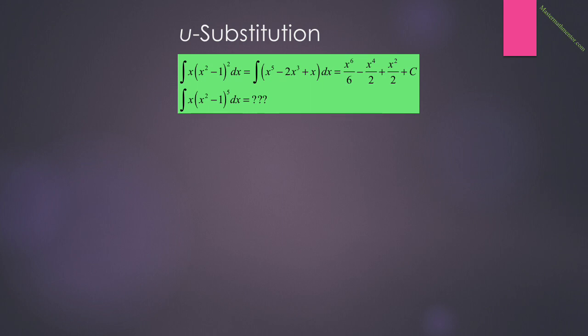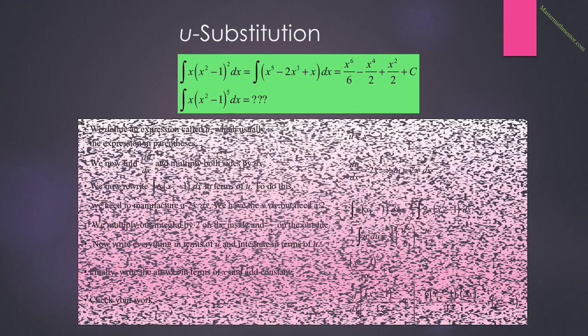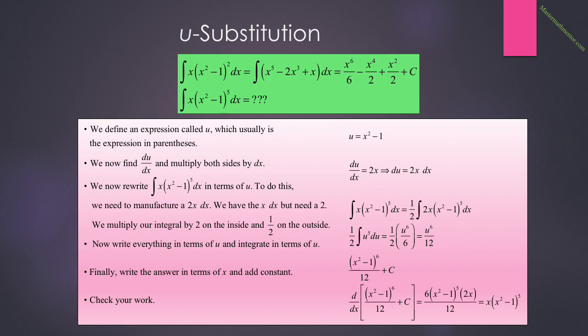But how about the integral of x times the quantity x squared minus 1 to the fifth power dx? Do we really want to multiply that expression out? There has to be a better way, and there is. We call this method u-substitution. We start by defining an expression called u, which will usually be the expression in parentheses. So we're going to let u equal x squared minus 1.